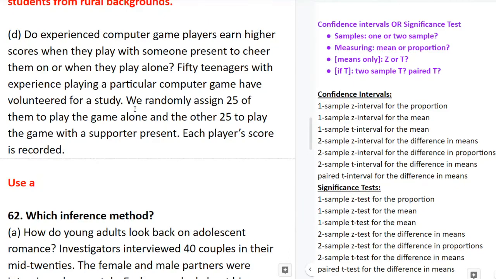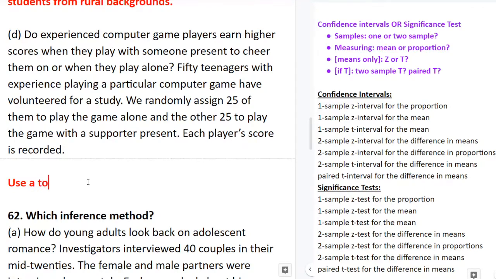So it's not asking us what the score is, but what we want to know is, do the experienced computer game players earn higher scores? So you're asked to make a conclusion here. So that's why we're going to run a significance test, and why it's not a confidence interval about score. Although you could run a confidence interval, find the score, and look for the difference, and as long as 0 wasn't in the interval, you'd be able to make a conclusion. It would be more common to run a significance test in this case.